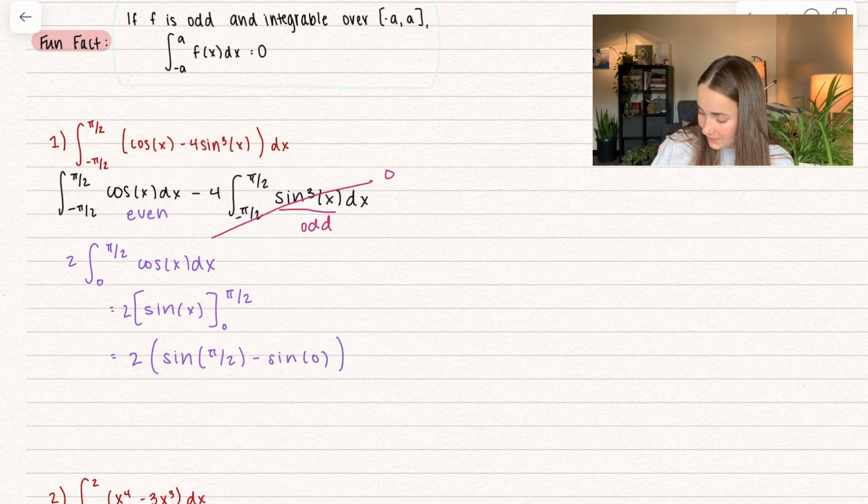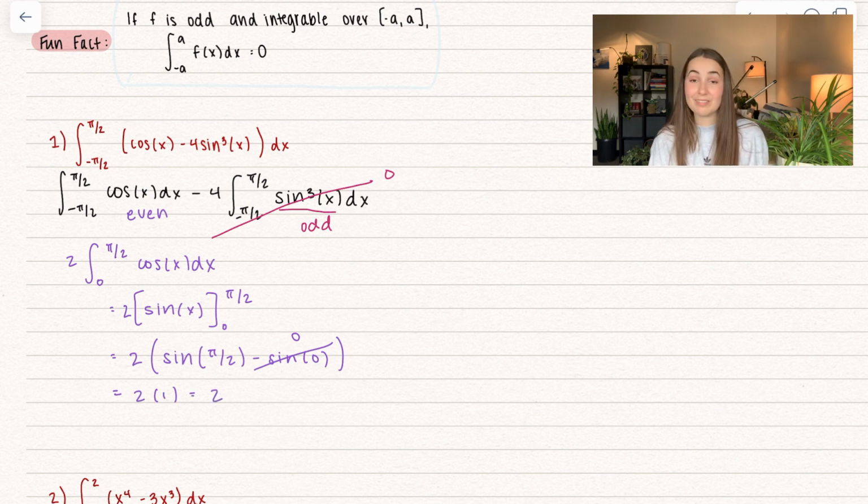And we know sine of 0 is just equal to 0. Sine of pi over 2 is equal to 1. So we get 2 times 1, which is equal to 2. And that is our whole integral. It's way simpler than having to try to calculate that whole thing out.